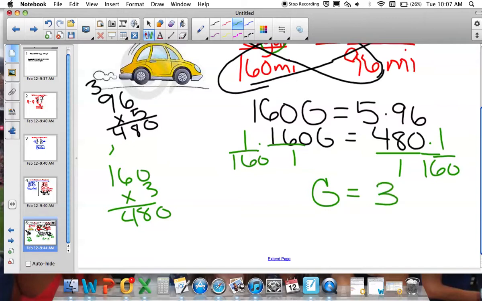And of course, I'm going to label my work. So we're labeling it in gallons. So that's 3 gallons, which means that over the course of 96 miles, this particular car, the Zoom Zoom car, will need 3 gallons of gas.